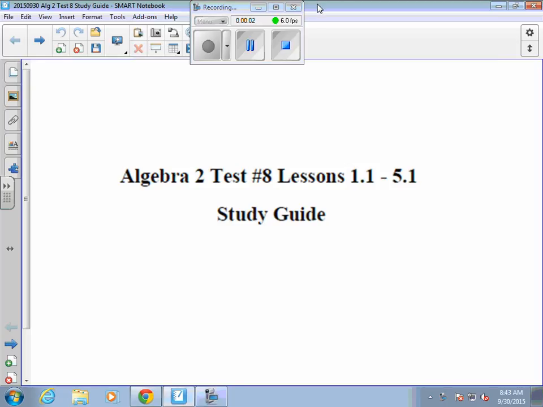This is Algebra 2, test number 8 through lesson 5.1. We got through lesson 2.4, study guide.